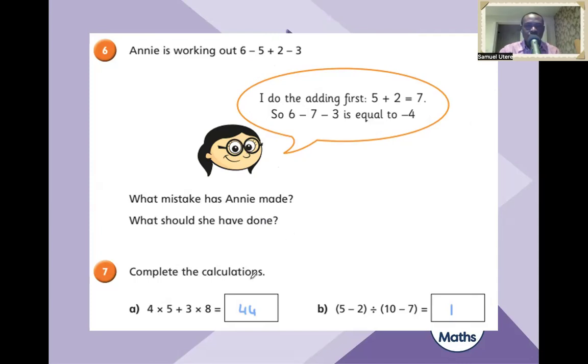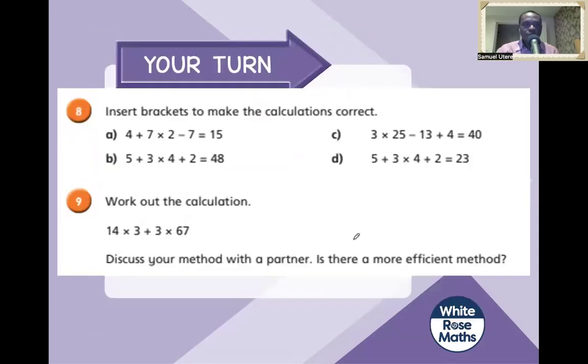Next, complete the calculations. So here we need to do multiplication first, do the next multiplication, and then add our result. So 4 times 5 is 20. 3 times 8 is 24. 20 add 24 is 44. And then here, you need to do the brackets separately. So 5 subtract 2 is 3. 10 subtract 7 is 3. And then 3 divided by 3 is 1. Pause the video and answer questions 8 and 9 in 3 minutes.